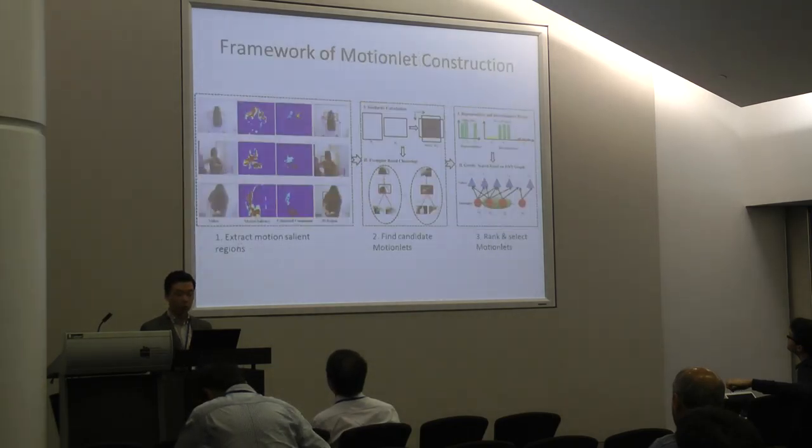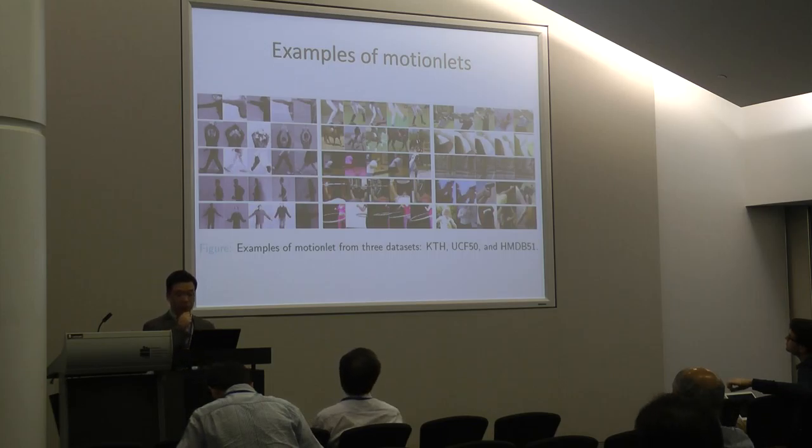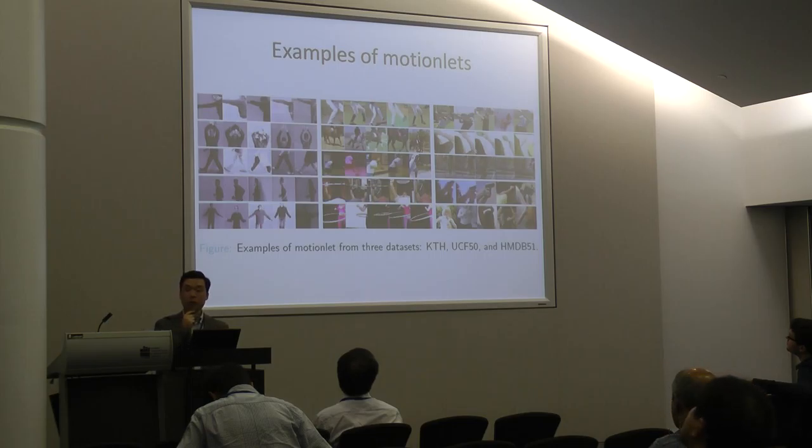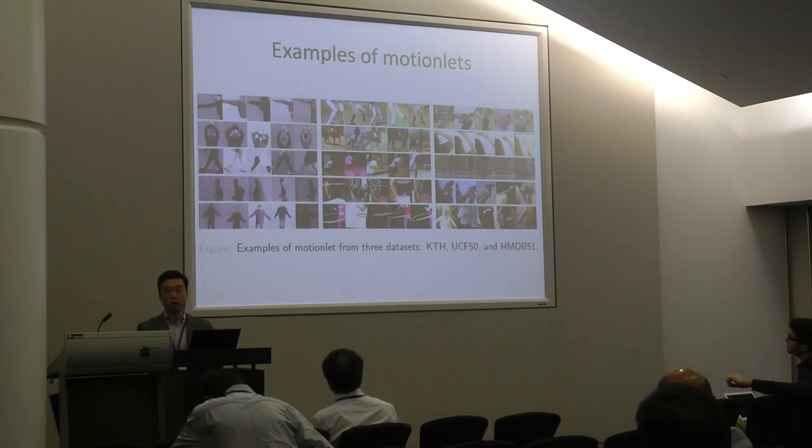I do not have time to give the details, but I can show you some motion lites we can find from different datasets: KTH, UCF, and HMDB. What we found is that for simple datasets like KTH and Weizmann, this kind of clustering can really find some meaningful and repeatable parts. But for large datasets like UCF50 and HMDB, it can find something meaningful, but some may not be so meaningful and cannot be related to the action. I think this problem is to be solved in the future. So this is what we have for special temporal parts.